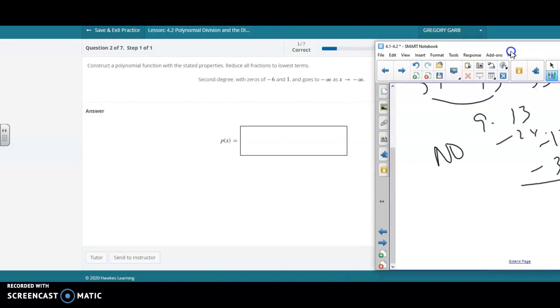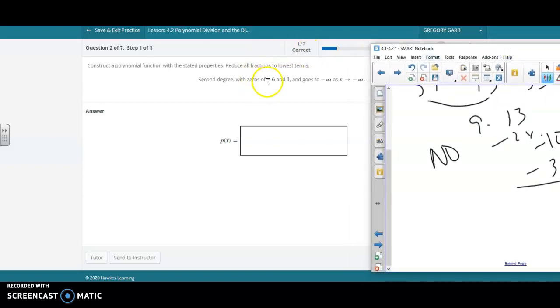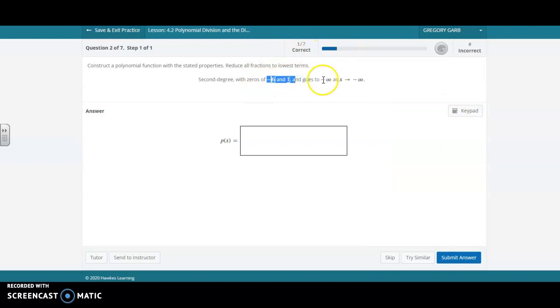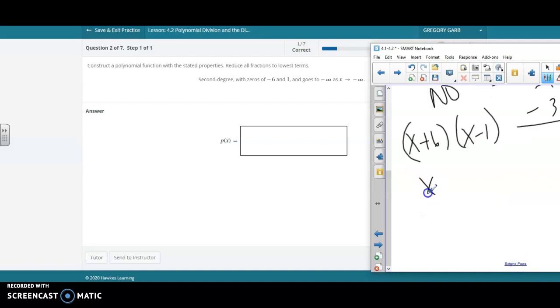Now this question is asking us to make a polynomial with the second degree with these zeros, negative 6 and 1, and as x goes to negative infinity, then y goes to negative infinity. So we have to construct it, so we just do it backwards. If we know negative 6 is a 0, then we know x plus 6 is a factor. And if x equals 1 is a 0, that means x minus 1 is a factor. So we're going to multiply those out. We're going to get x squared plus 5x minus 6. That gives us a polynomial.